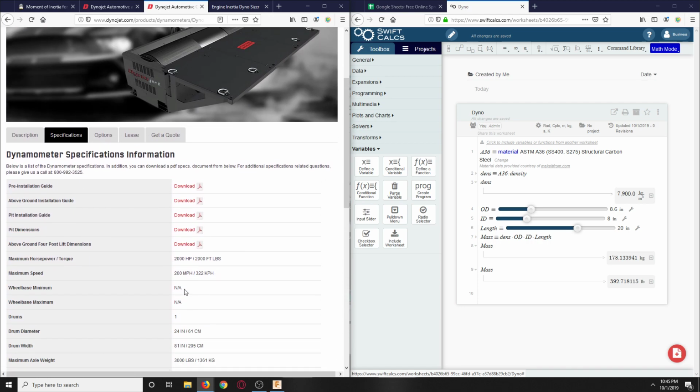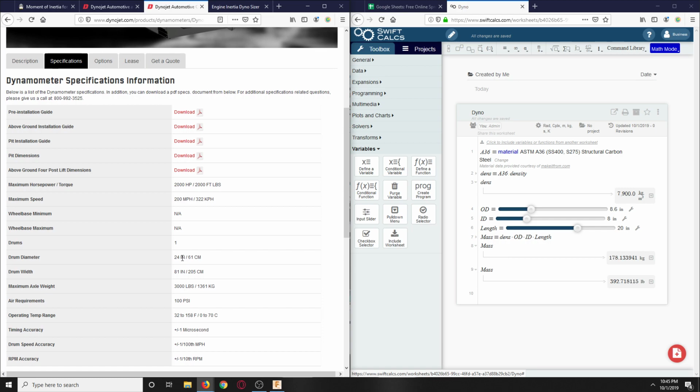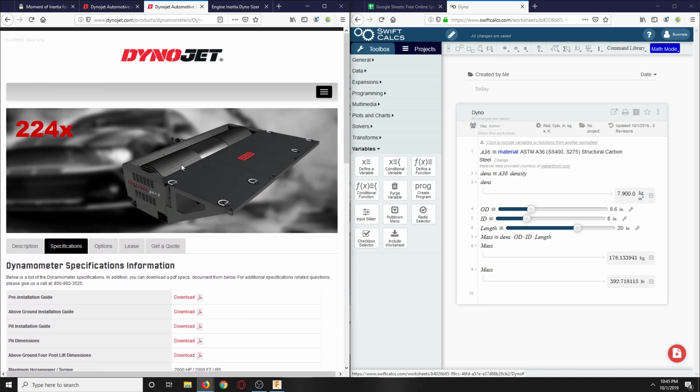So that gives you an idea. They're 24 inch, so they're about 3 times the size of our drum, right? And the width is 81 inches, which is about 4 times the size of ours. But you can see here it's only a single drum, not dual drum. Dual drum, I think, is a little bit more stable. With a single drum, you have to fasten the car down quite a bit in order to get it to stay on top of that drum.